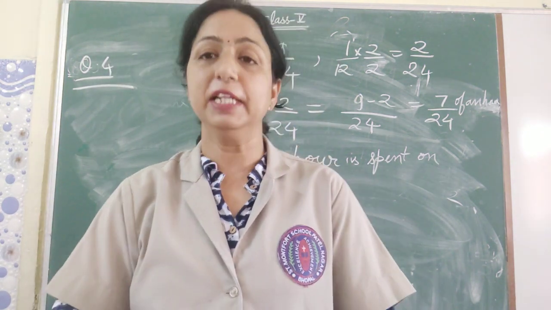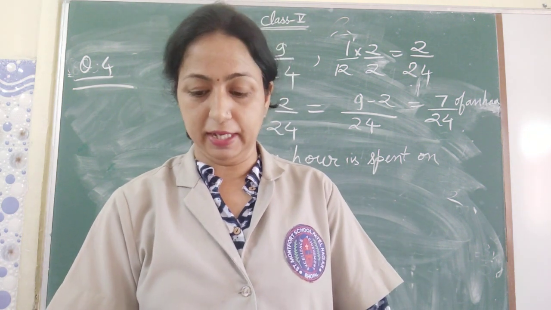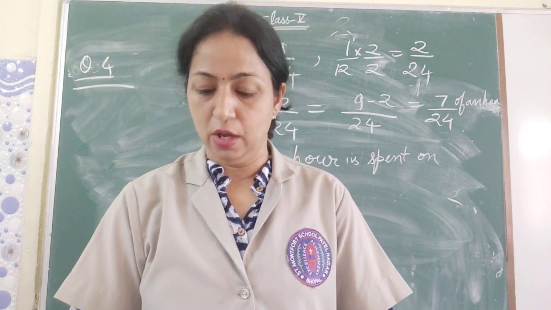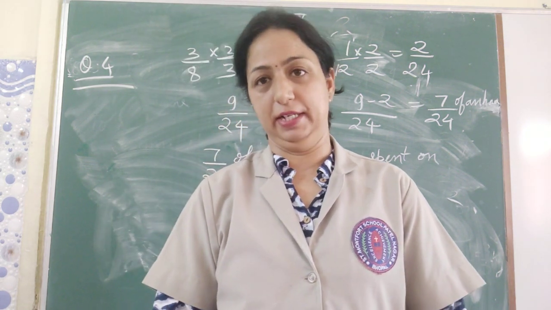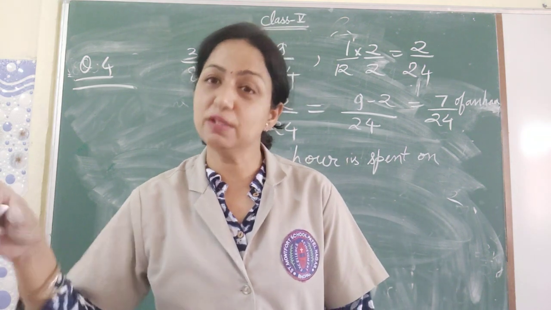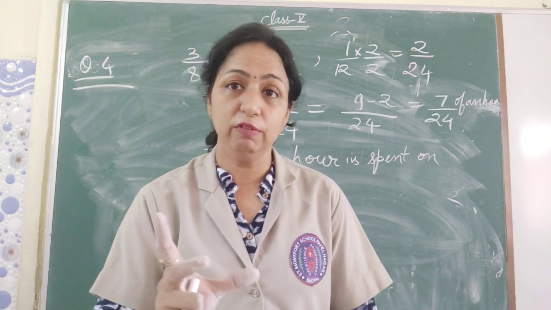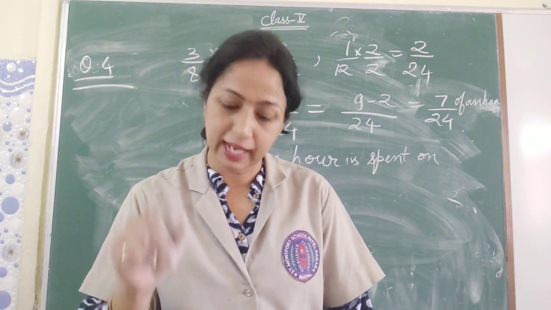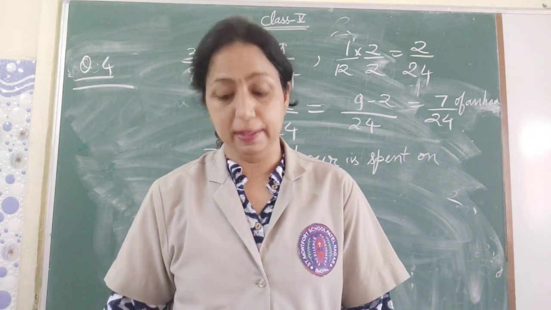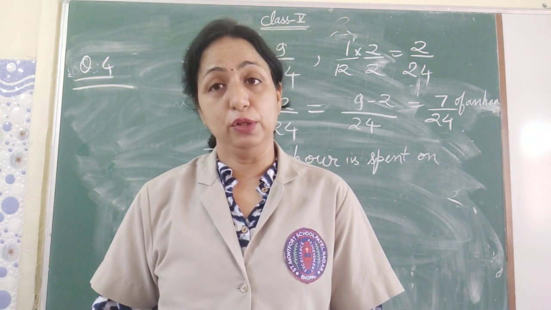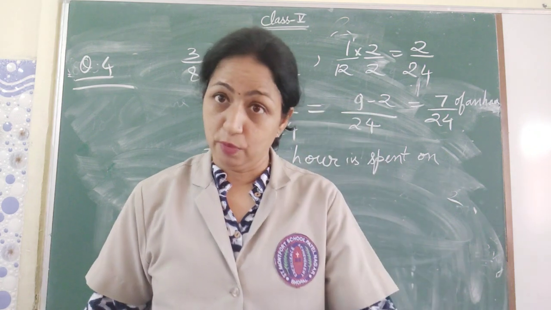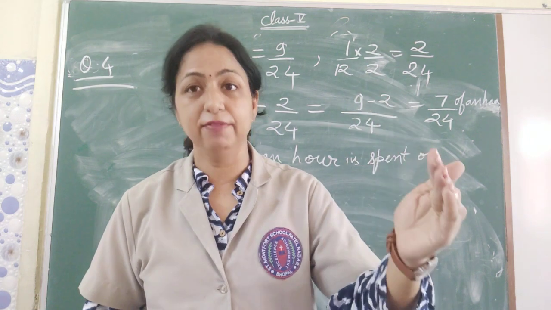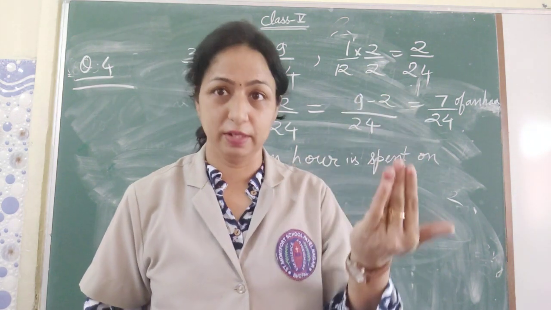Question number 5. Ritika bought 1 and 1 by 3 kilogram of grapes and 7 by 8 kilogram of oranges. What is the total weight that she carried? So this much was the grapes, this much was the oranges. Total weight, how will you find? You will convert the mixed fractions into improper fractions and add them both. How much more grapes did she buy as compared to oranges? So grapes are more than oranges. How much more? What do we do? We will subtract the weight of oranges from grapes.